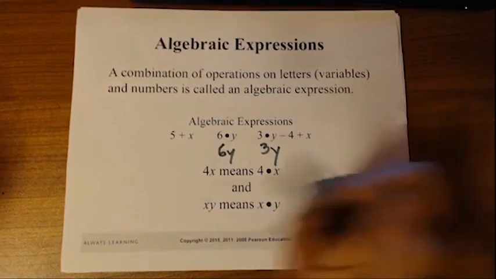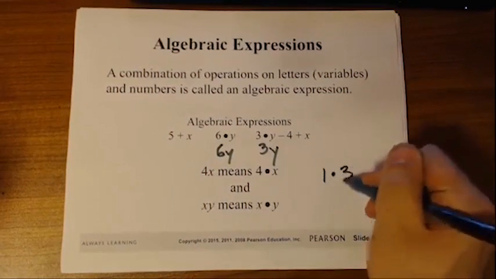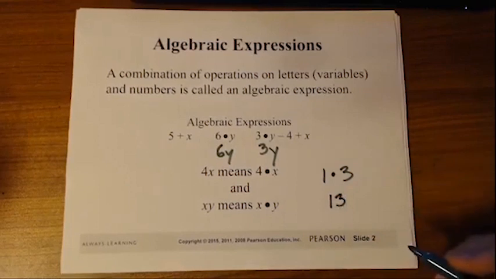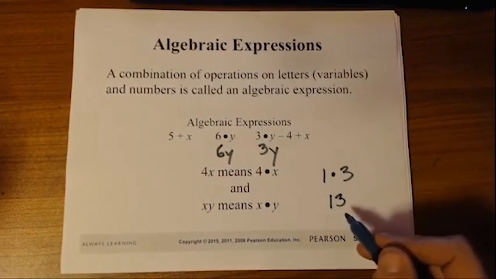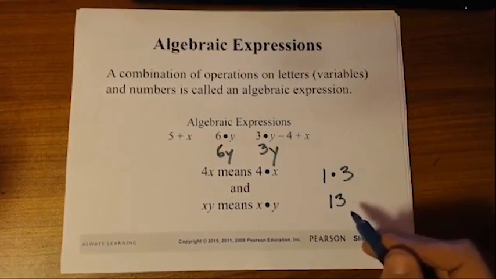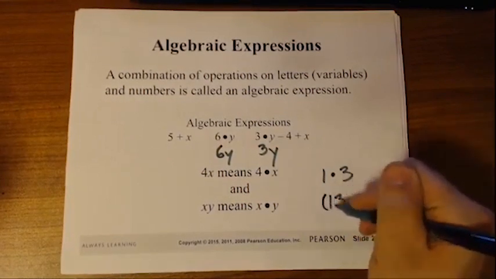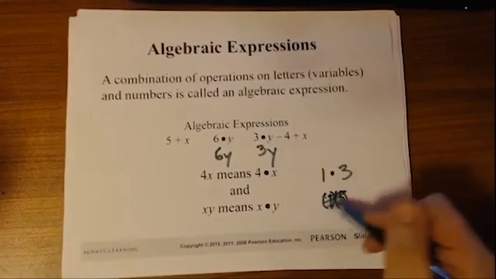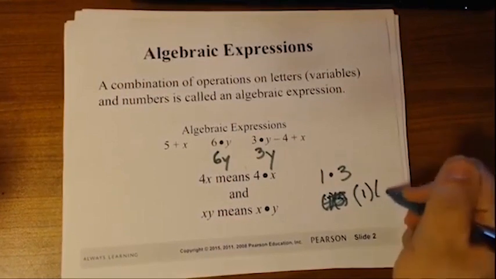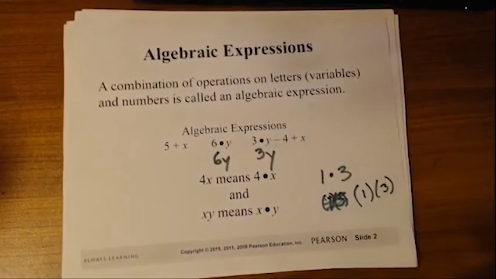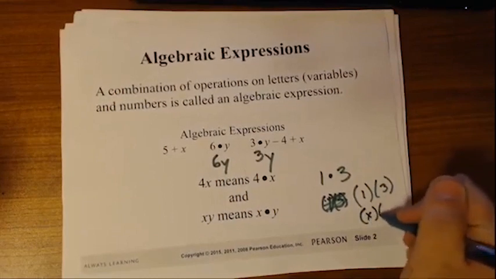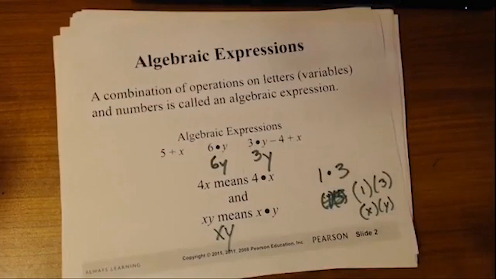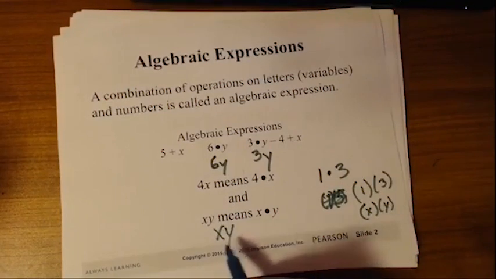Why couldn't we do that with numbers? Well, 1 times 3, if we just wrote those together, we'd have the number 13. That's confusing. Is this 13 or is this 1 times 3? So with numbers, if we put them together, we would have to put them in parentheses. Oh, that looks horrible. 1 times 3. If we had x times y, there's no confusion if we just jam it together: xy. So that means x times y.